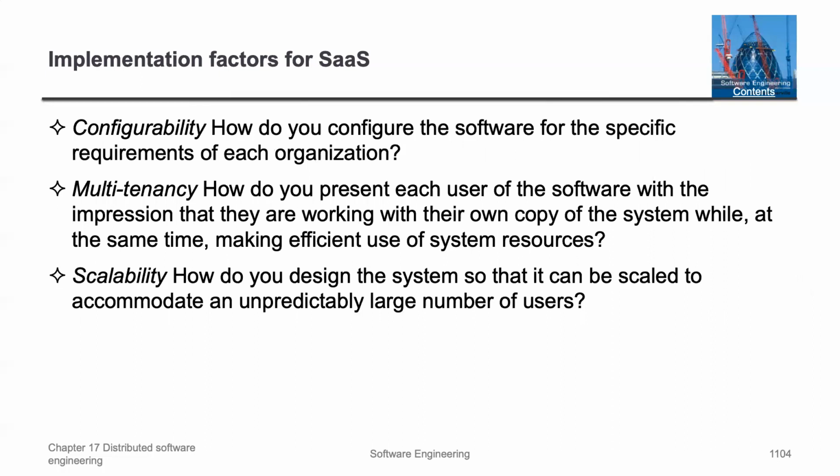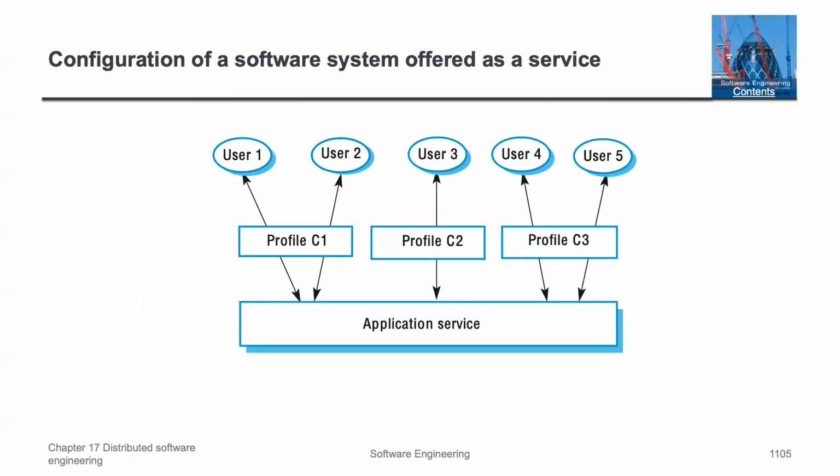For implementation factors for software as a service, there's configurability, multi-tenancy, and scalability. For configurability, how do you configure the software for the specific requirements of each organization? For multi-tenancy, how do you present each user of the software with the impression that they are working with their own copy of the system, while at the same time making efficient use of system resources? And scalability, how do you design the system so it can be scaled to accommodate an unpredictably large number of users?